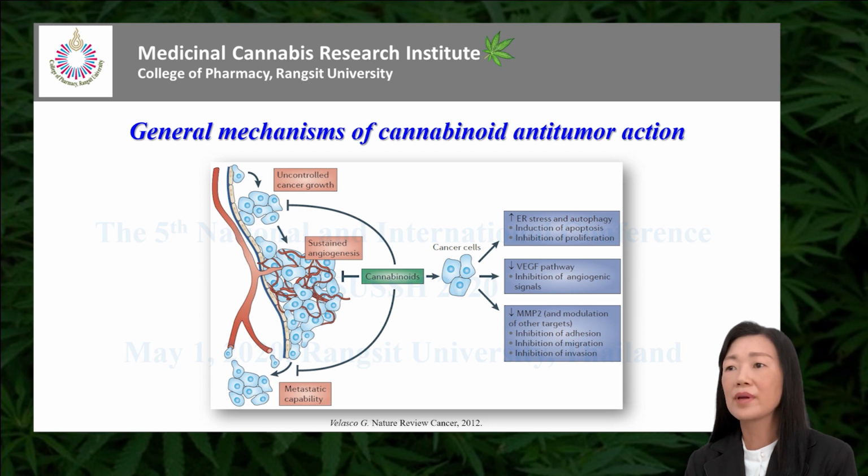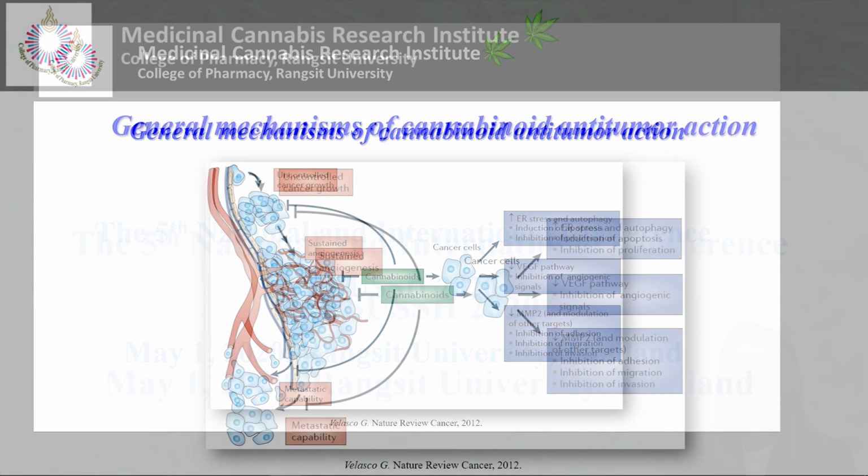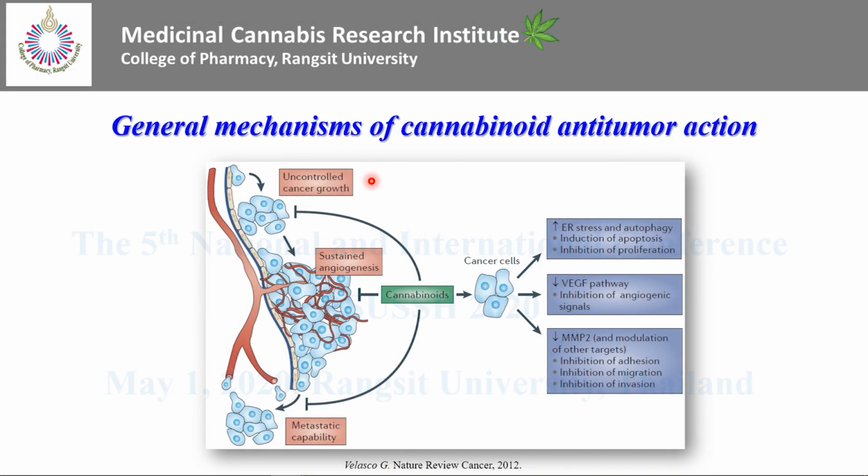The general mechanism of cannabinoid anti-tumor action involves three mechanisms. The first one is inhibition of uncontrolled cancer growth by induction of apoptosis. The second mechanism is inhibition of sustained angiogenesis by downregulation of the VEGF pathway. And the final mechanism is inhibition of metastatic capability by downregulation of MMP2 and modulation of other targets.